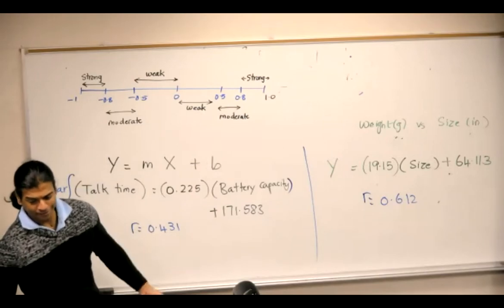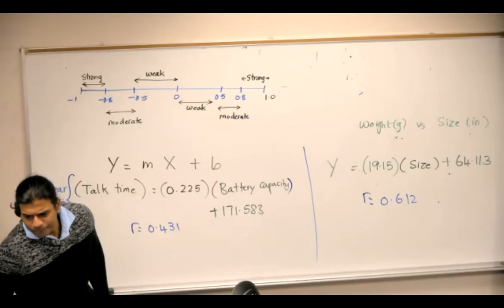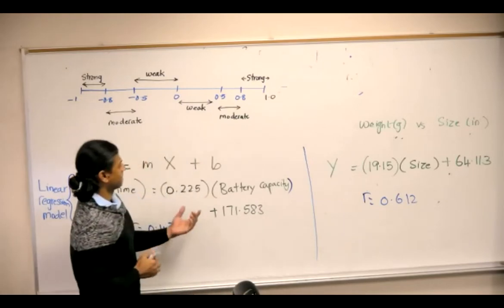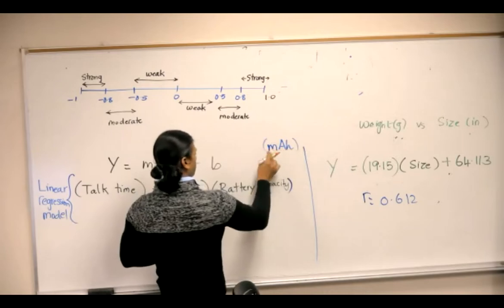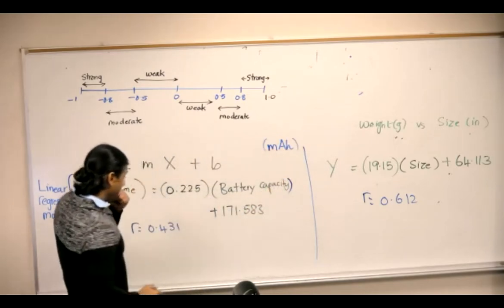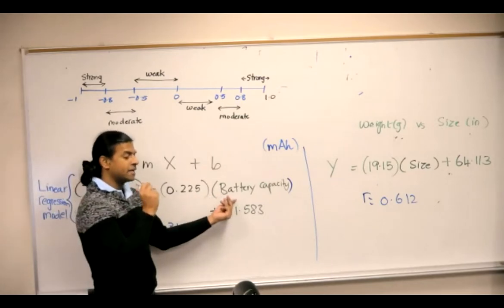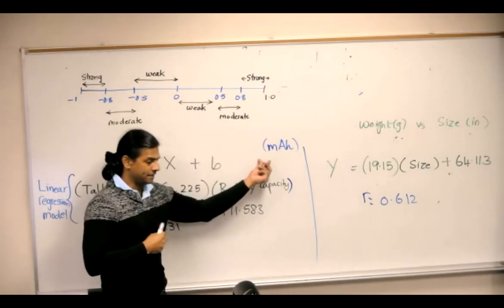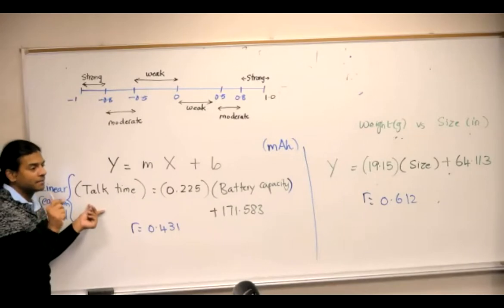Got to look at the unit for battery capacity. I think it's milliamps. Yep, it's milliamps per hour. So see the unit as mAh, milliamp hour. What it simply means is for every unit increase in battery capacity, the talk time will increase by how many minutes?